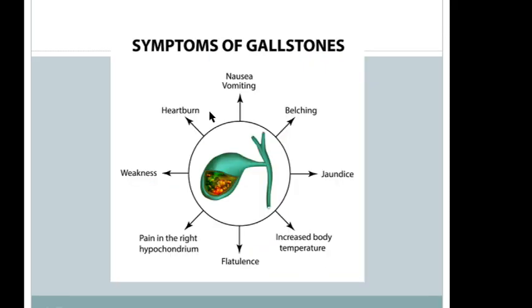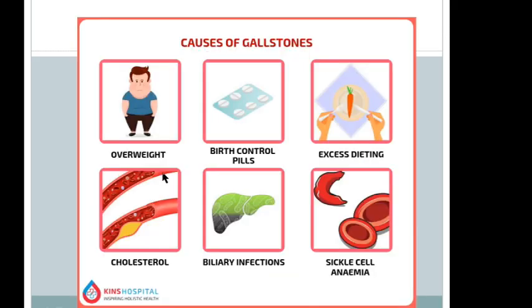This is the gallstone present inside the gallbladder. What are the causes of gallstones? Overweight. If there is overweight, it means there is a greater amount of cholesterol in the body. So when there is more cholesterol, there may be precipitation of the cholesterol, which may lead to gallstones. Birth control pills may be one of the causes. Because of the birth control pill there is a hormonal imbalance, so it may cause the gallstone.